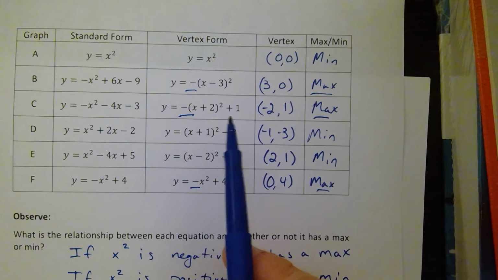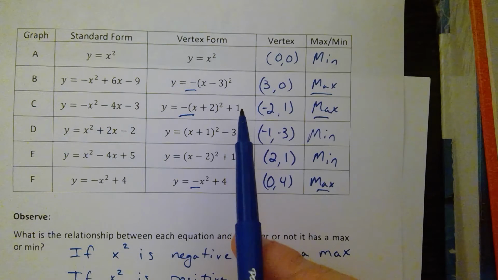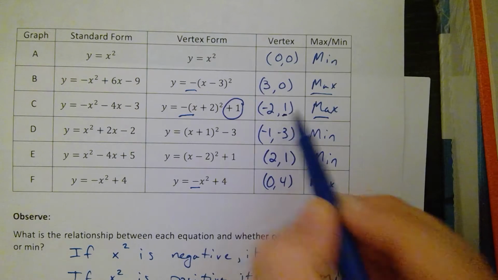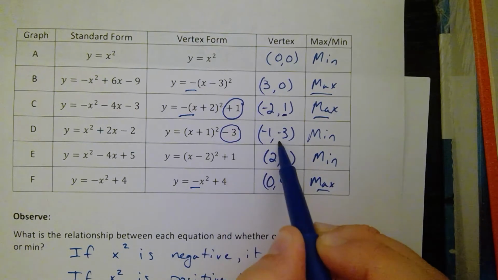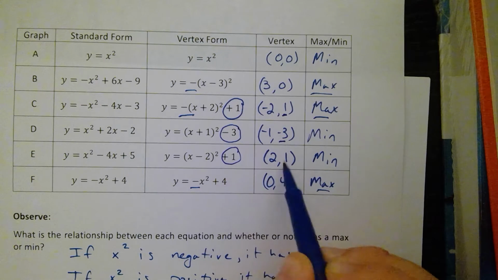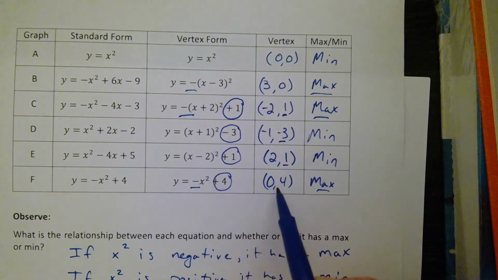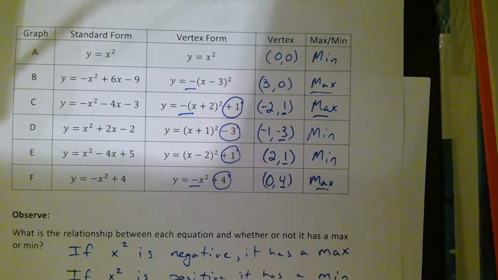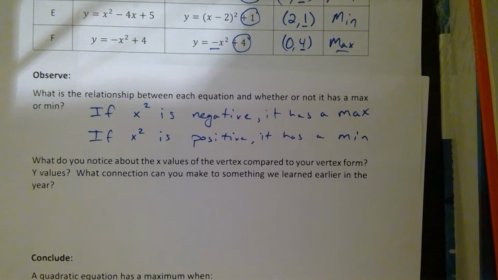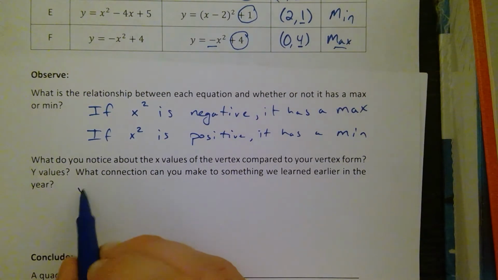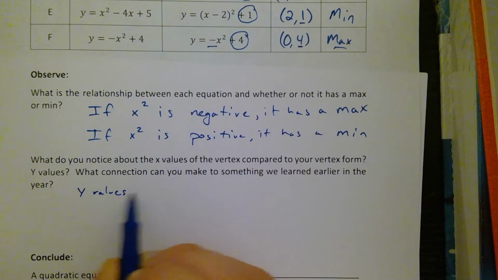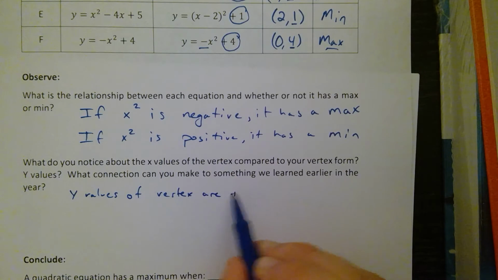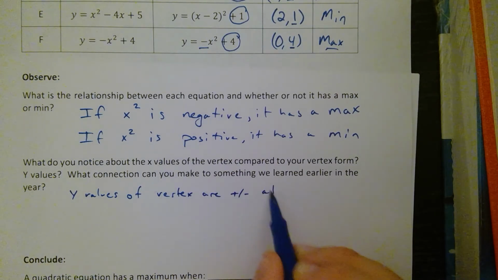That looks kind of similar. We have a plus 1. I want to focus on this plus 1 for a second. So this plus 1 and 1. Minus 3, negative 3. Plus 1, 1. Plus 4, 4. Okay? So, we've made a connection to our y values, hopefully, at this point. And our y values of vertex are added or subtracted at the end.